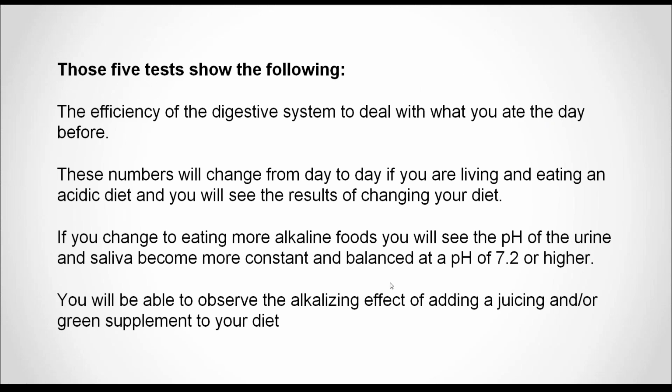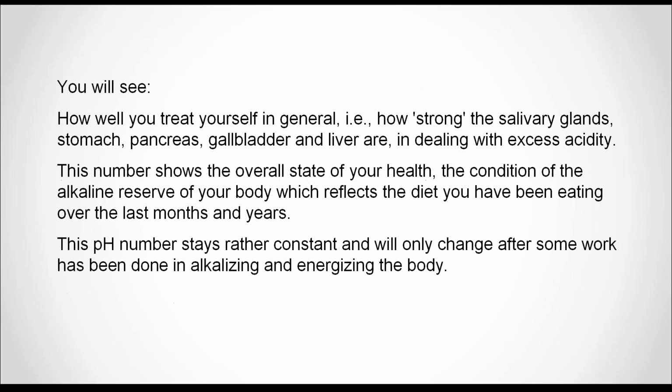If you change to eating more alkaline foods, you'll see the pH of the urine and saliva become more constant and balanced at a pH of 7.2 or even higher. You will be able to observe the alkalizing effect of adding a juicing and or green supplement to your diet as well. You will see how well you treat yourself in general, how strong the salivary glands, stomach, pancreas, gallbladder and liver are in dealing with this excess acidity. This number shows the overall state of your health, the condition of the alkaline reserve of your body, which reflects the diet you have been eating over the last months and years.